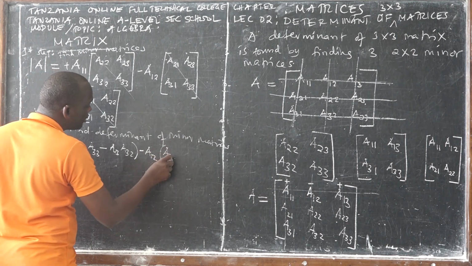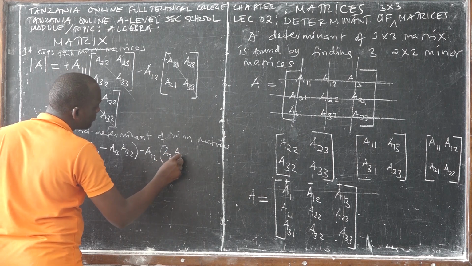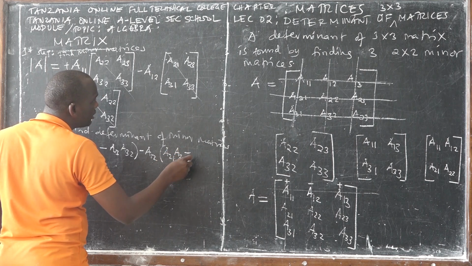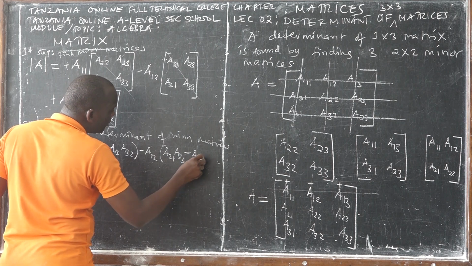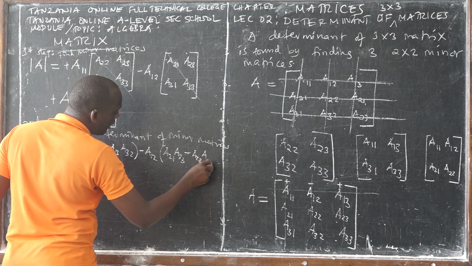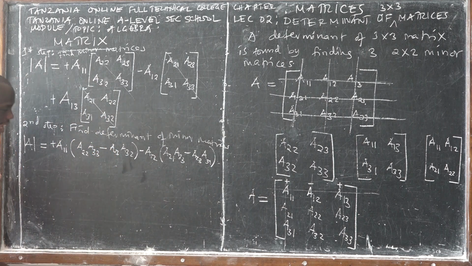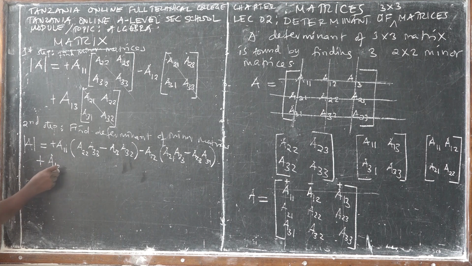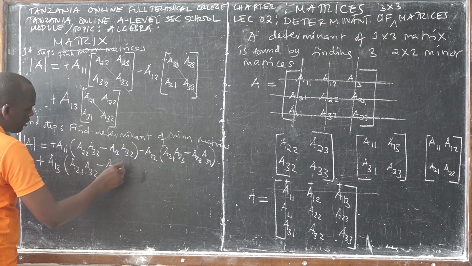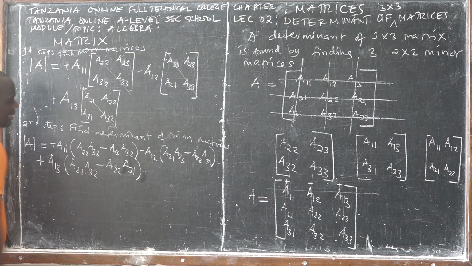Then you have what? A21 times A33 minus what? Say it loudly. Then you have A13, right? Then A21 times what? Minus what? Then minus what? That's all.